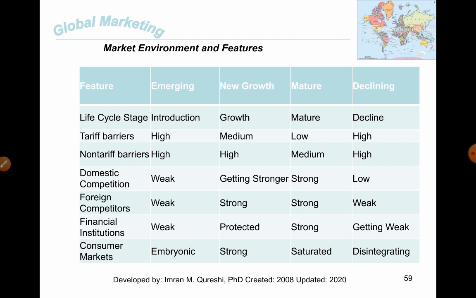Now in this, in the rows we have features, and in the columns we have the market situation. The features that we look at are product life cycle stage, tariff barriers, non-tariff barriers. These are the different features that are listed. In the market environment, we have emerging, new growth, mature and declining.